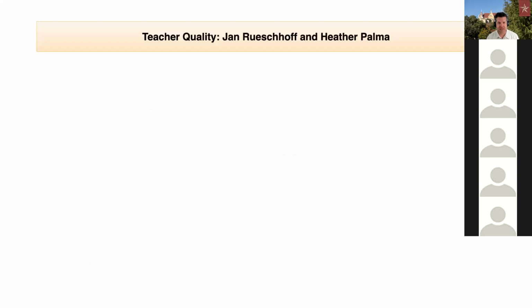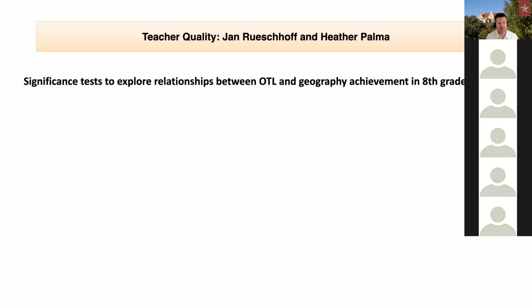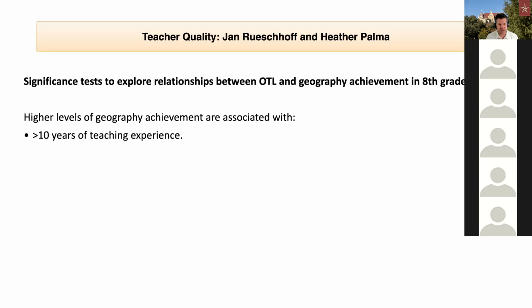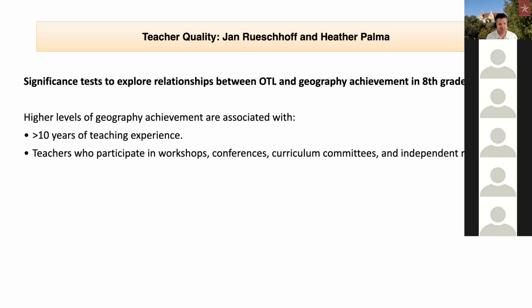Let's take a look at some of the examples of the findings from these graduate students. So Jan and Heather did a study that focused on teacher quality variables. And so what they did is conduct a significance test, looking at relationships between these types of OTL variables on teacher quality and geography achievement. They found higher levels of achievement were associated with teachers with more than 10 years of teaching experience, teachers who participate in workshops, conferences, participate on curriculum committees, and independent reading in the social studies.